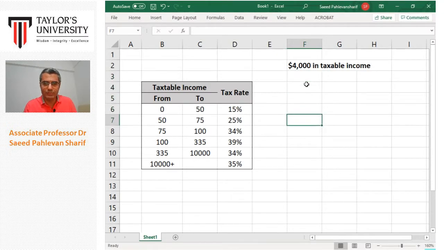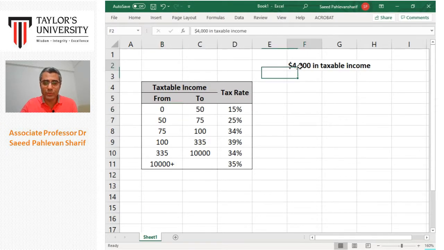So this is a table of taxable income and tax rate for each bracket. As you can see, there are different brackets. Here in this example, we have 1, 2, 3, 4, 5, 6 brackets. So the first $50 of your taxable income will be taxed at 15%. Then the next $25 will be taxed at 25%. Then the next $25 will be taxed at 34%, and so on.